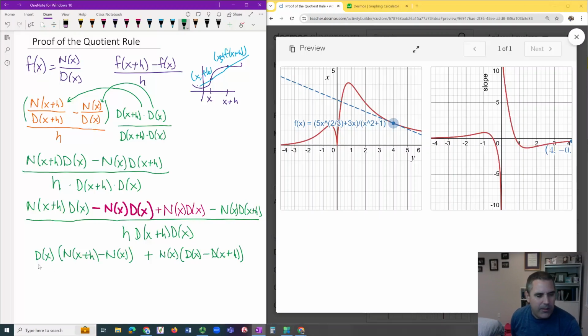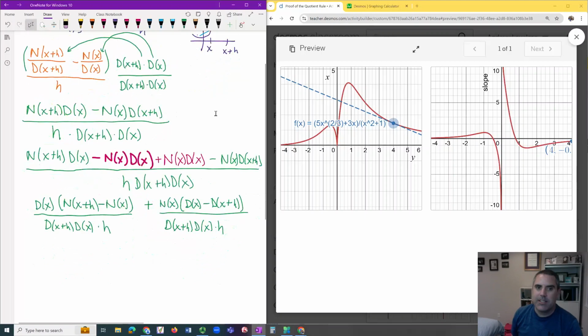Now, what I really want to do the moment I see this, and I'll do it in two steps, is separate my fractions just like I did when we did this with the product rule, but I'll write it here. d of x times h, d of x plus h, d of x times h. Whew! That's a lot of stuff. So I separated these two things. I just broke it into these two fractions and cleaned it up a little bit.